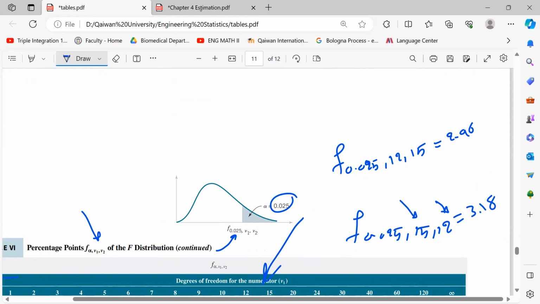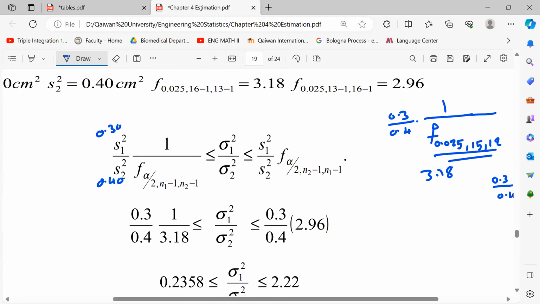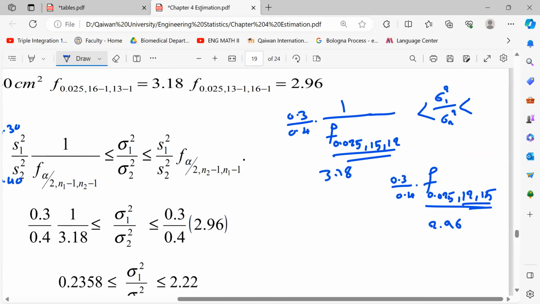Now we replace f of 0.25, 12 and 15 by 2.96. This one is 3.18. Just replace them here. We get 0.3 over 0.4, which is 3 over 4, times 1 over 3.18.